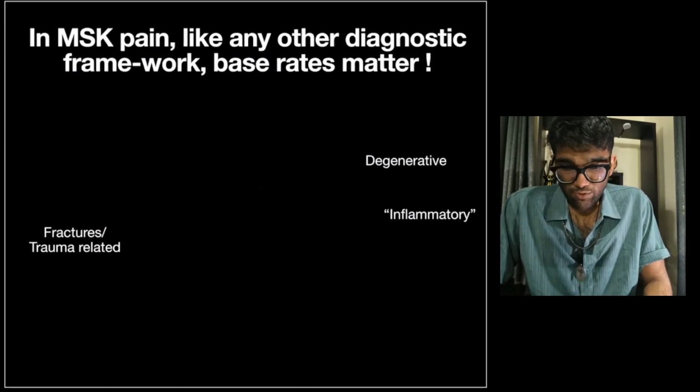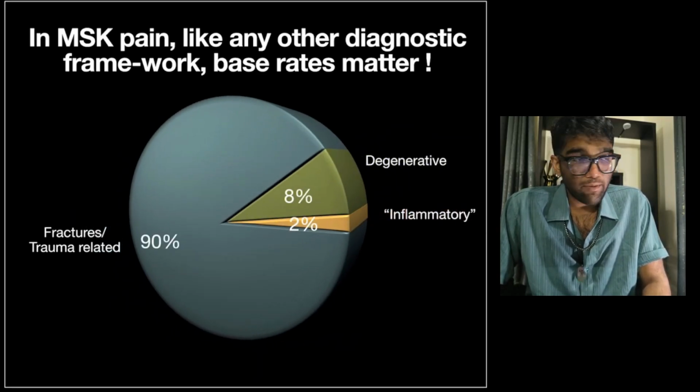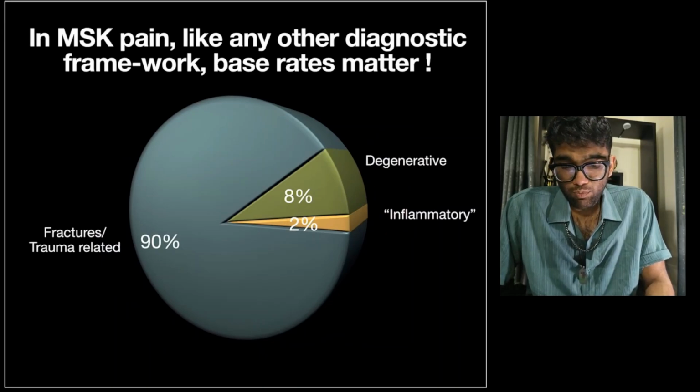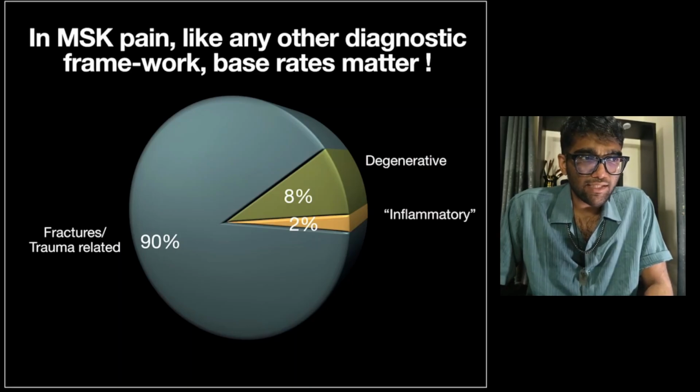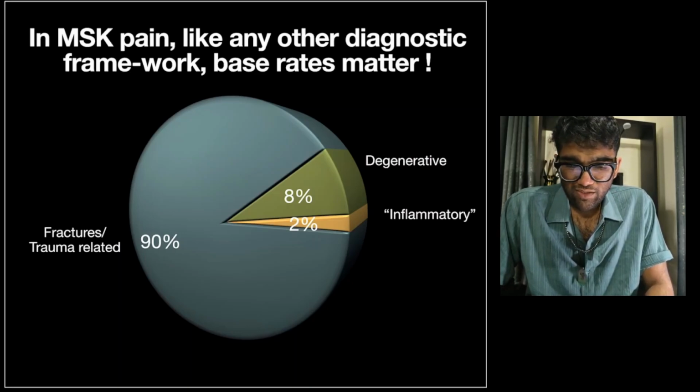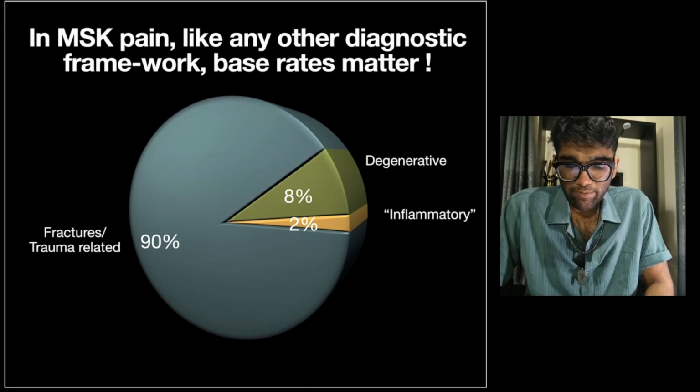Okay, so MSK pain, like any other diagnostic framework, the base rates of disease matter a lot. So what does that mean? That means this is just a representative distribution of the actual causes of pain, musculoskeletal pain, in a general setting. So this is actually very approximated data, but this is likely to represent the actual fact on the ground.